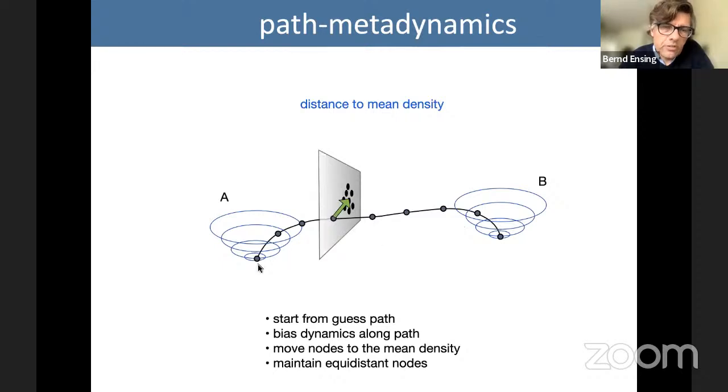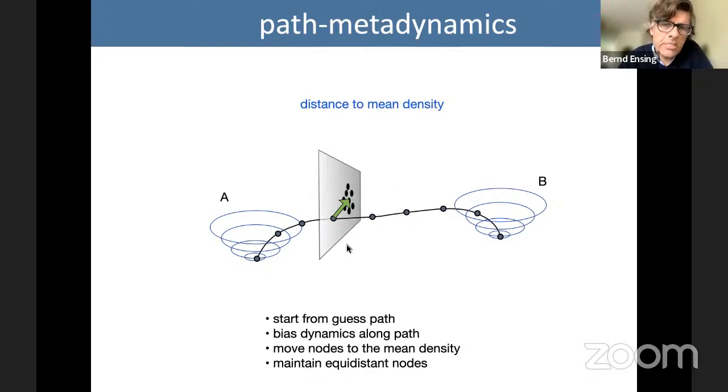And the idea is as follows. Let's start with a guess path. So I just define some path that goes from A to B with a bunch of nodes. And all I do is that if I am able to bias the dynamics along my guess path, maybe I use metadynamics or some other method, then I can see, do I on average orthogonally to this path spend my time on that path, or am I a little bit on the left or the right or the top or the bottom in some space?